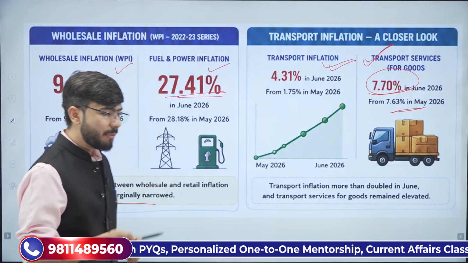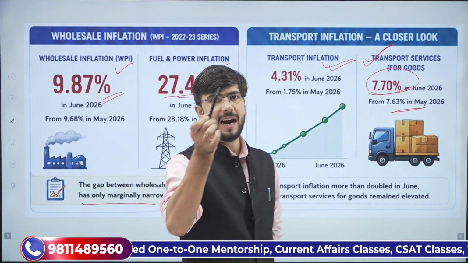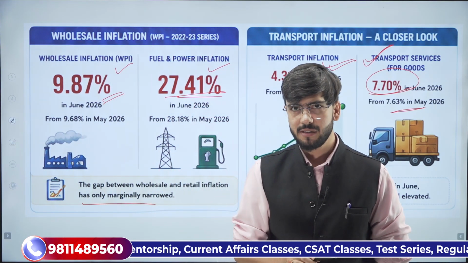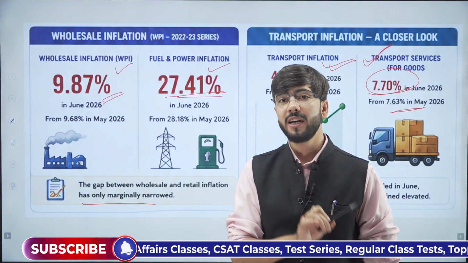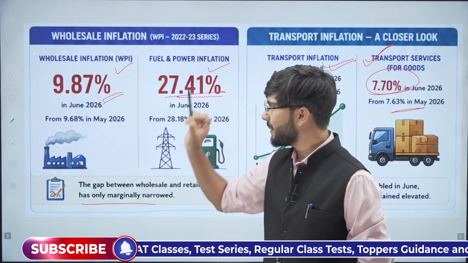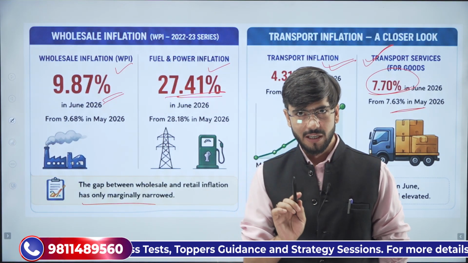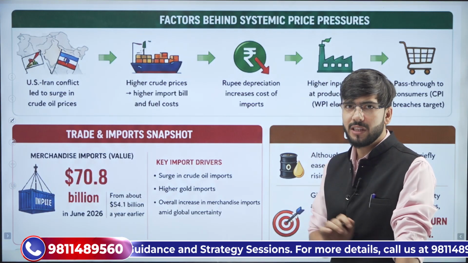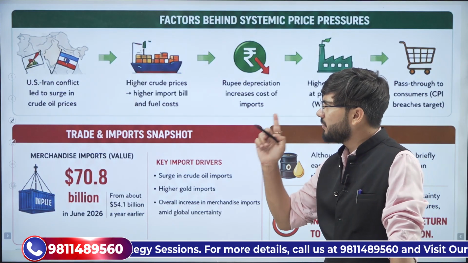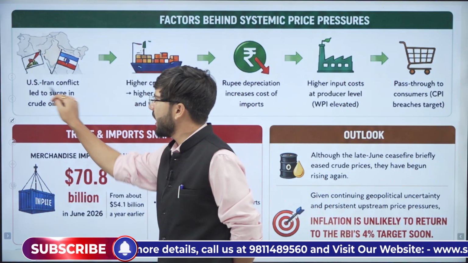Therefore, there is a gap between the wholesale price index and the consumer price index. Consumer price index shows an inflation rate of 4.4%, but wholesale price index shows an inflation rate of 9.8%. Do you understand that there is a deviation between the two? What are the reasons behind this? First reason is the US-Iran conflict.